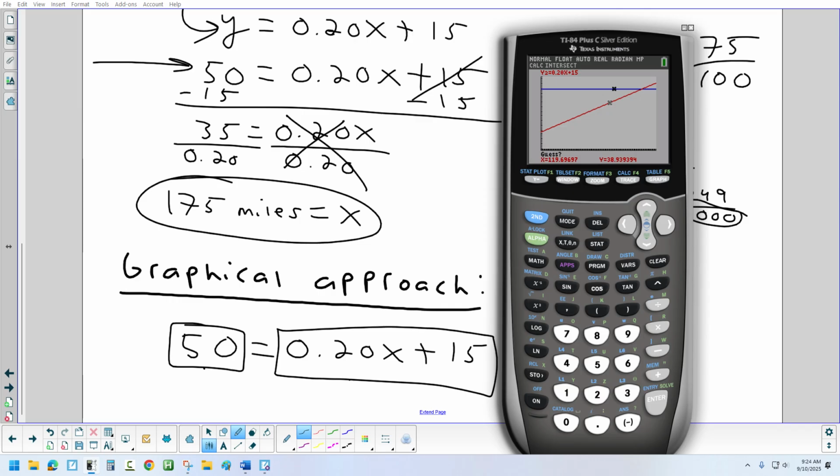Once you hit enter the second time, it'll come up and ask you one more question. And that question is guess. So the guess in this particular problem is not important. I'm going to show you when it would be in a minute. But if you want to practice, you can just put the guess kind of close to where you think they cross. Hit enter one more time.